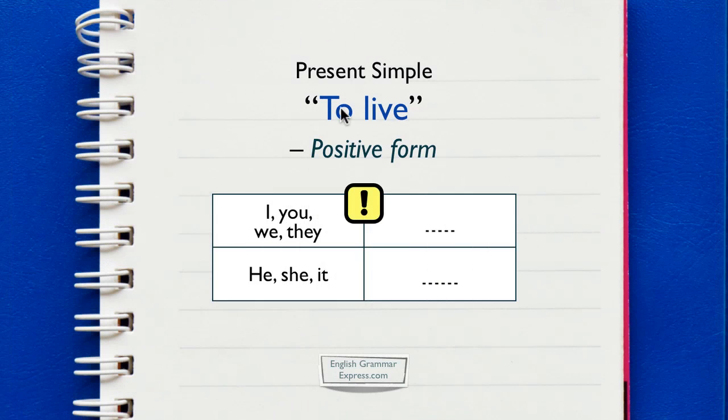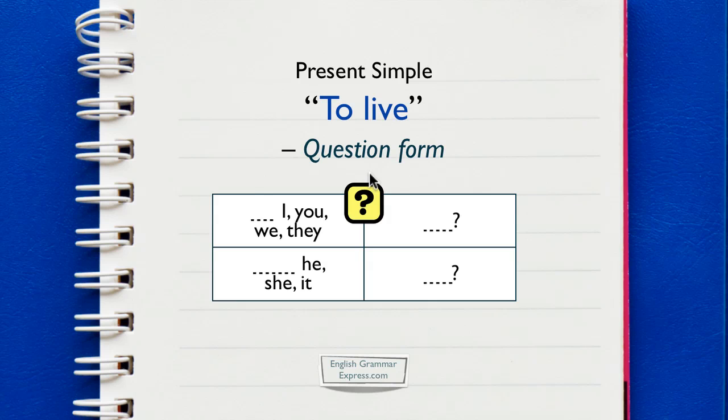So, to live, positive form, I, you, we, they live, and he, she, it lives. Now, don't forget the S here on lives. It's very common that students forget the S in the third person. And if you do forget this S, it sounds bad. So remember.